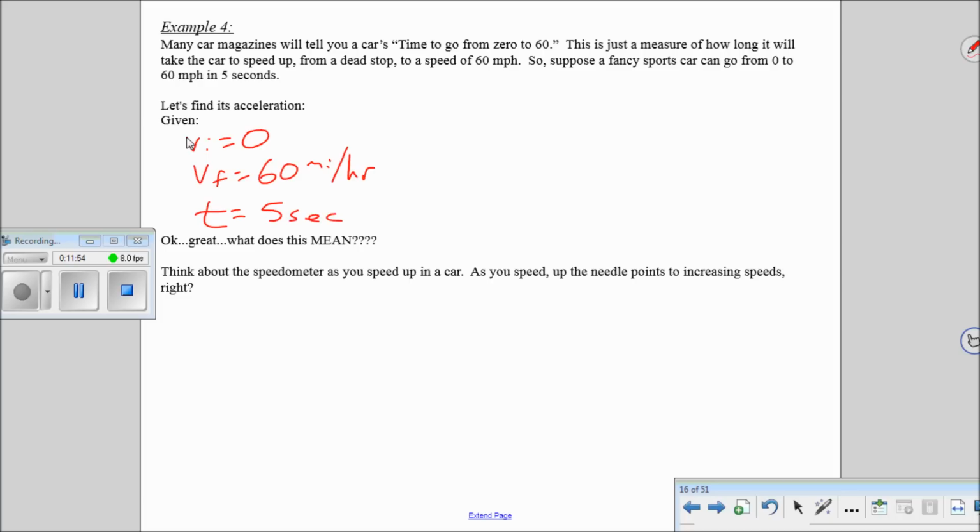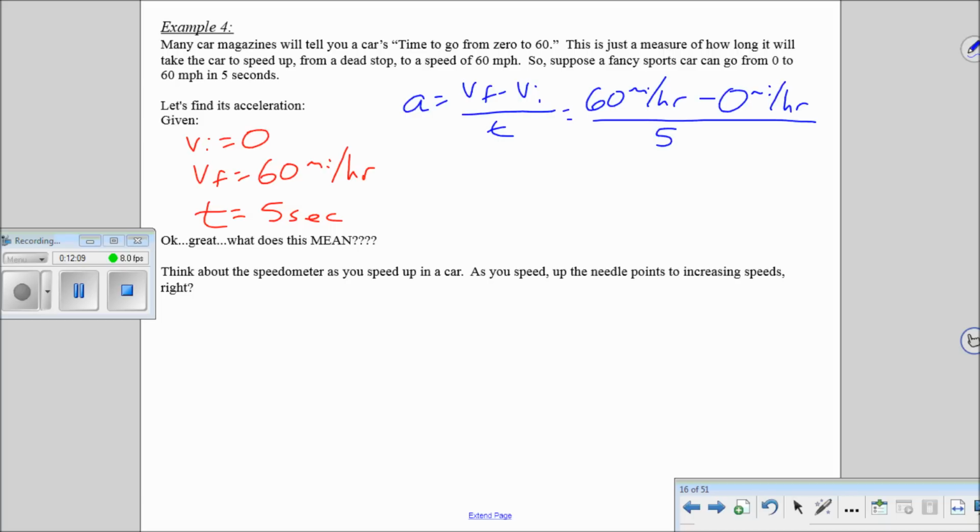Okay, so let's find the acceleration, all right? So acceleration is VF minus VI over T. So for us, our VF is 60 miles per hour. Our VI is 0 miles per hour. Divide this all by 5 seconds. On the top, you're going to get 60 miles an hour divided by 5 seconds, and you get 12 miles per hour per second. So there's our acceleration.